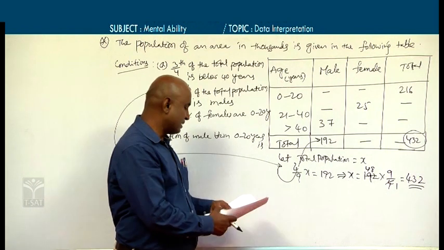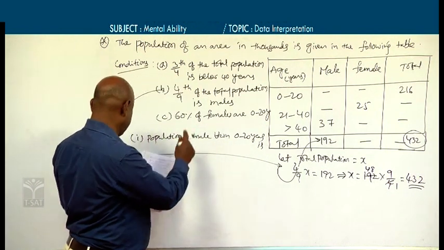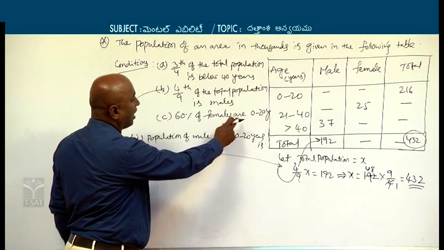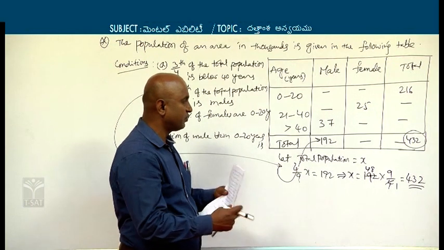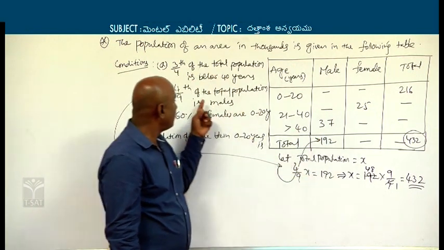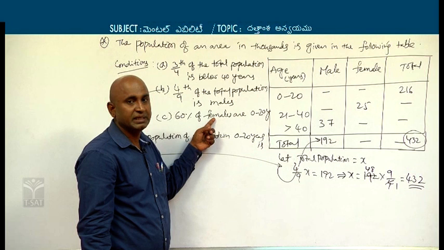Now the second condition: 60% of females are 0 to 20 years. First of all, we must know the total female population here.